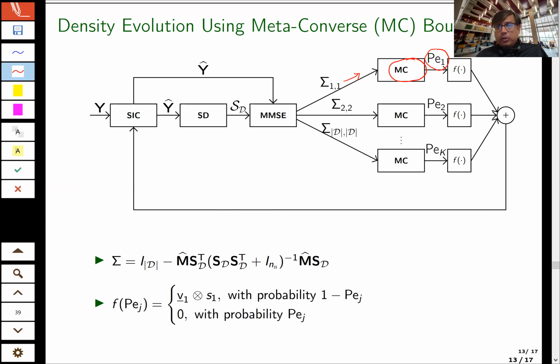And this we compute by assuming that this code achieves the meta-converse bound. This is to account for the finite block length effects. And then for the MMSE detector, of course, we can get exact expressions for the mean squared error at the output of the MMSE detector. So we can just simulate this process without going through the actual simulations.